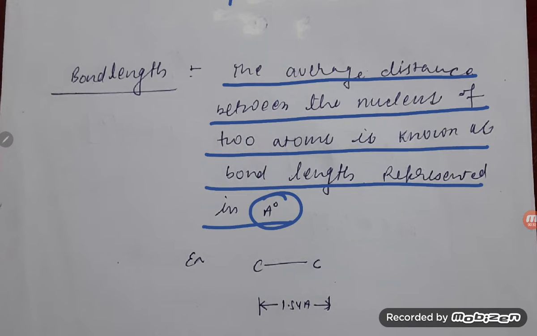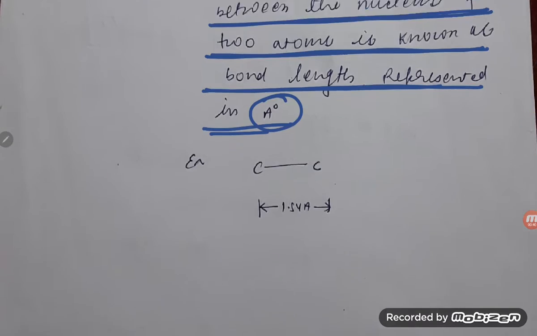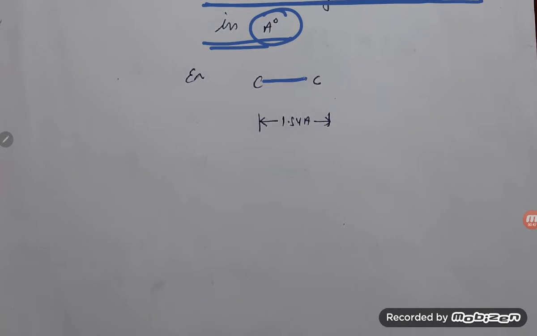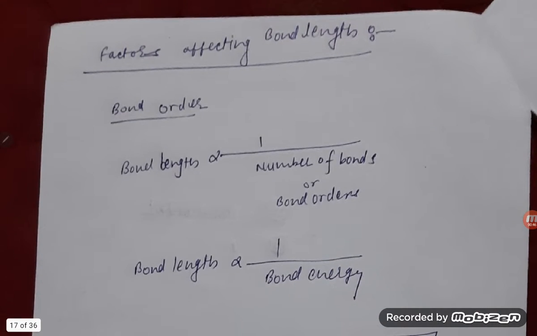So what do you mean by that, students? The average distance between the nucleus of two atoms is known as bond length, represented in angstrom. So the C-C single bond length is 154 angstrom. Now, what are the factors responsible for the bond length, students?